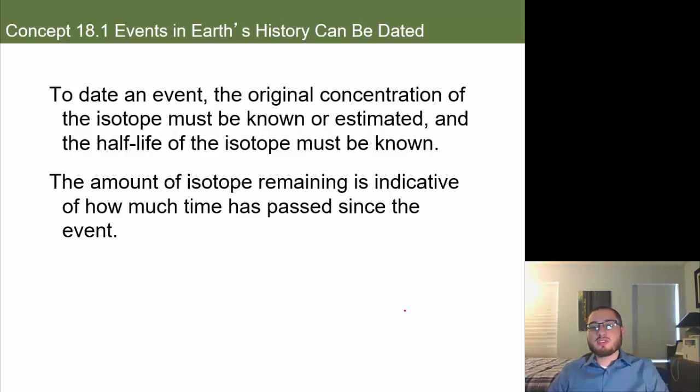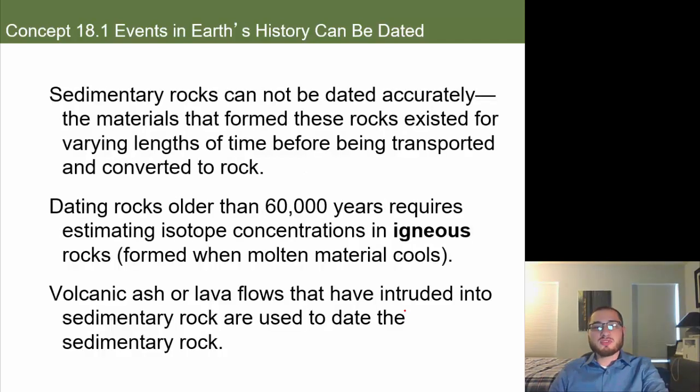To date an event, the original concentration of the isotope must be known or estimated, and the half-life of the isotope must be known, which we know, for example carbon-14 and nitrogen-14, how long it takes and what the relative abundance should be. Sedimentary rocks cannot be dated accurately. The materials that formed these rocks existed for varying lengths of time before becoming sedimentary rocks. Sedimentary rock is rock made up of other rocks, so you can't really date that.